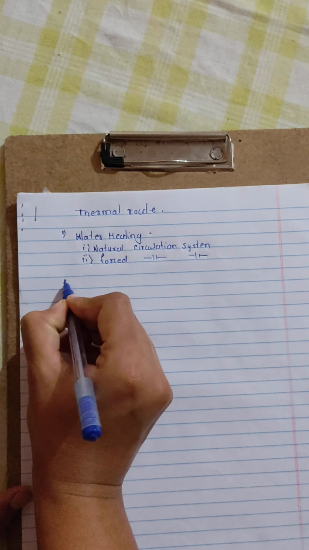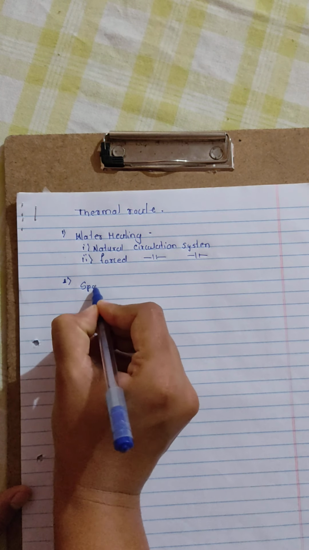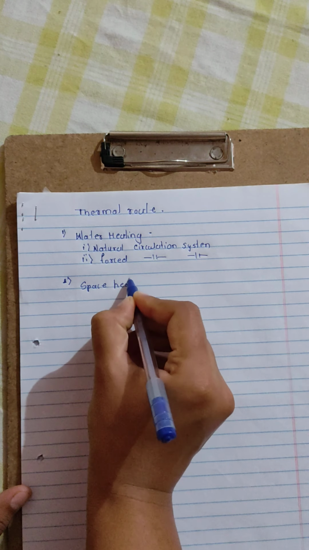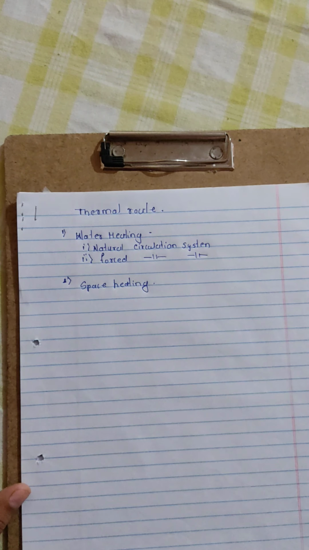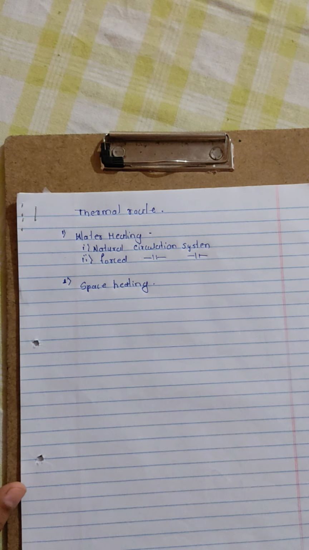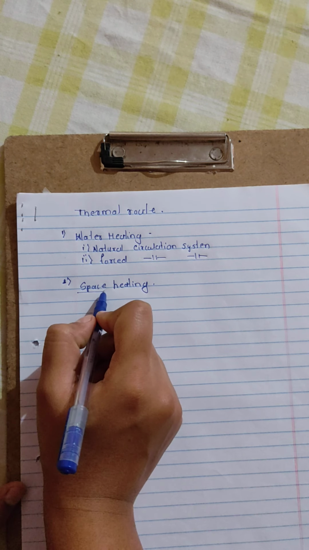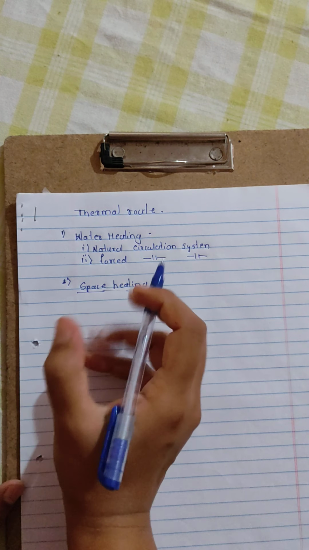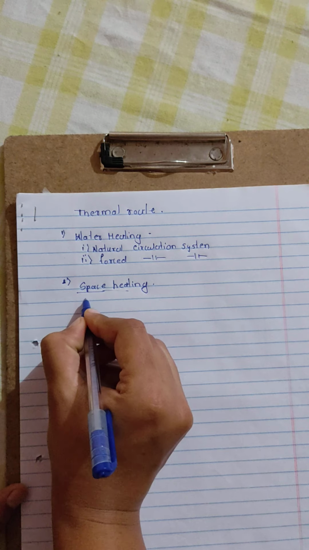Now second is space heating. This application of solar energy is prominently used in Western countries where a significant amount of energy is required for heating the space in buildings, especially houses and offices in winter. This space heating can be done by active method or passive method.